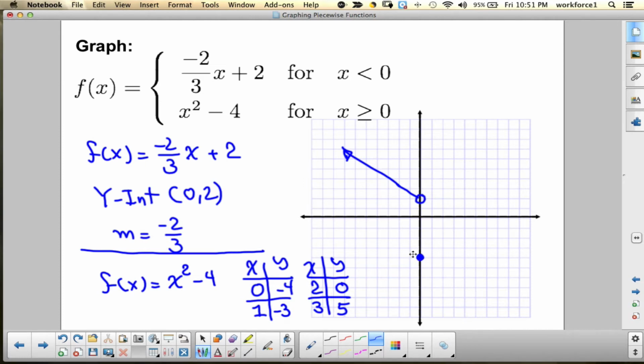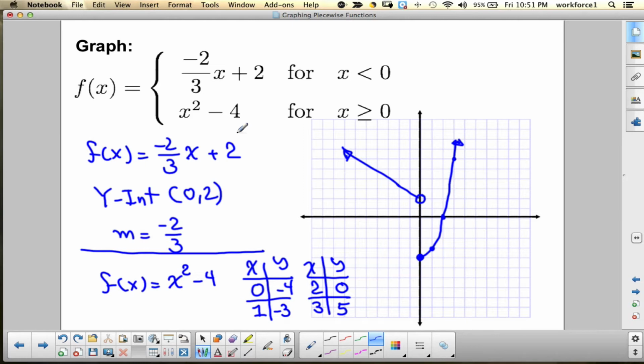which is included, 1, negative 3, 2, 0, 3, 5. And then we're going to smoothly connect these. So this completes this graph. This function was made of two parts. One was a linear function and one was a square function shifted down 4 units.